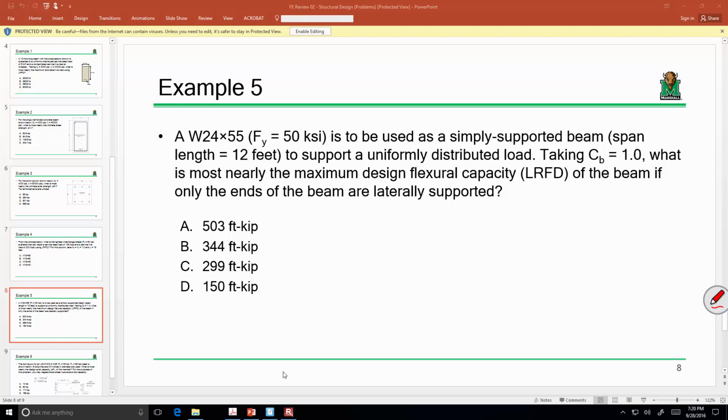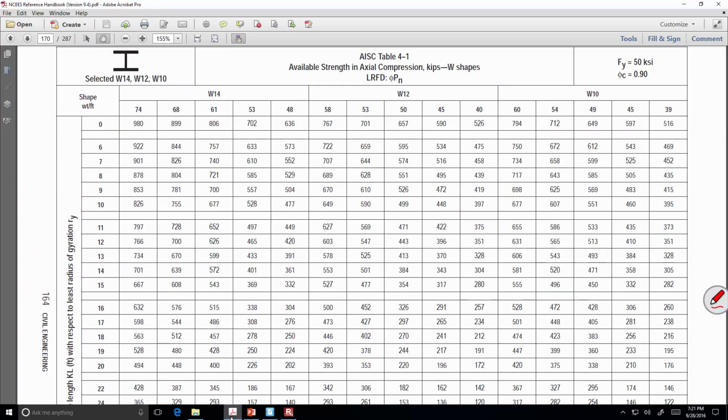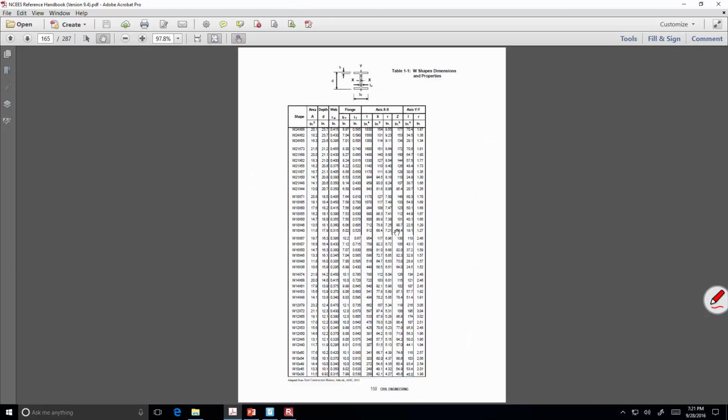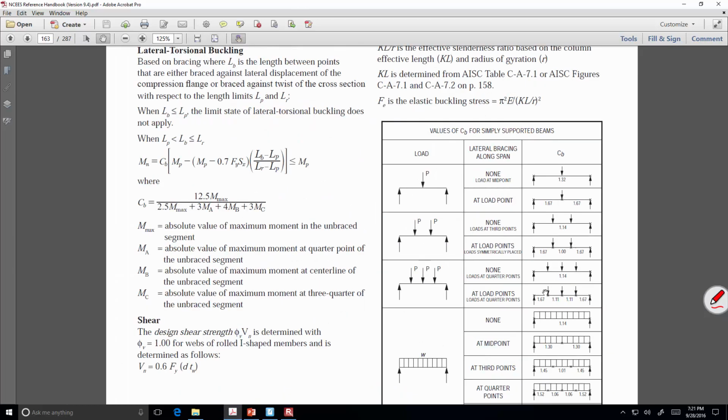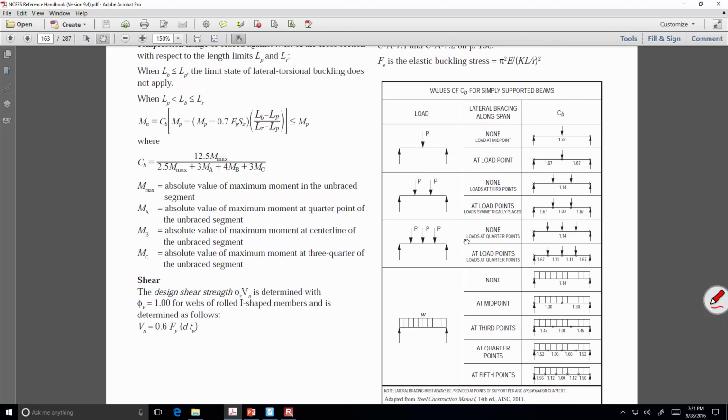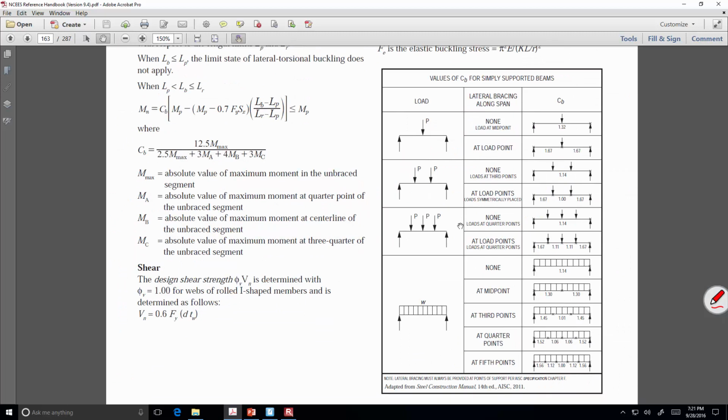Now, let's say they did not give you a CB value. I want you to go to the steel design page, go to the very first page. Over here on the right is a table, values of CB for simply supported beams. Everybody see that? Okay, so it looks something about like this. Now, we're dealing with a beam that has a uniformly distributed load. So we're obviously dealing with this case here at the bottom.